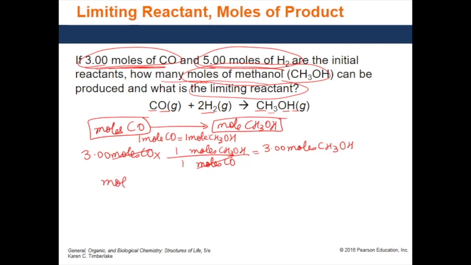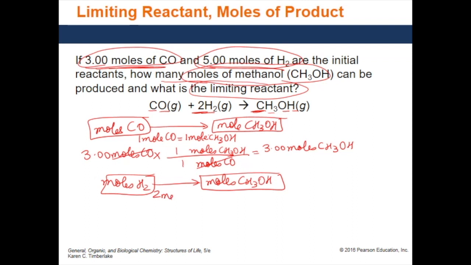We do the exact same thing with the other reactant. We go from moles of hydrogen to moles of CH3OH. And now what is my conversion factor? 2 moles of hydrogen gives 1 mole of CH3OH. So 2 moles hydrogen is 1 mole CH3OH. We start with what's given, which is 5.00 moles of hydrogen. To cancel moles of hydrogen, we divide by moles of hydrogen and multiply by moles of CH3OH. Hydrogen got cancelled. My final answer is in moles of CH3OH.